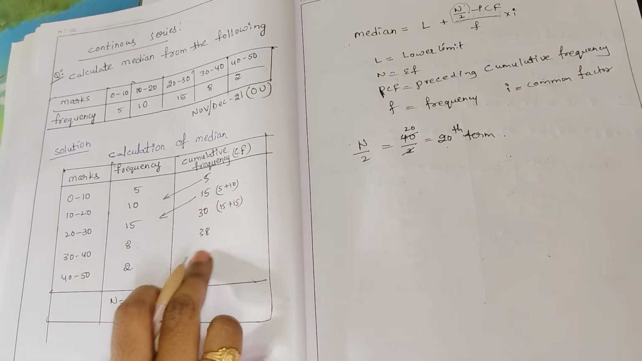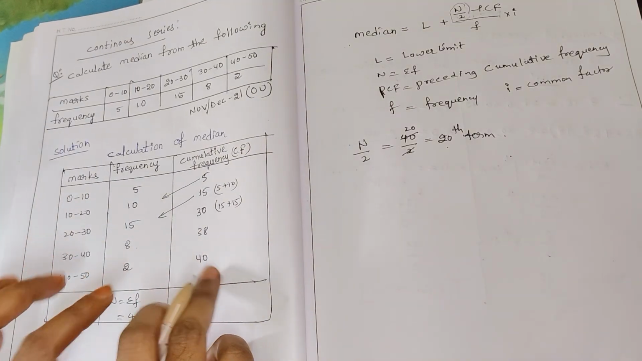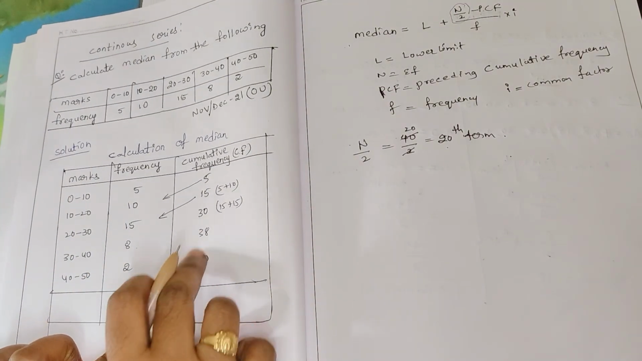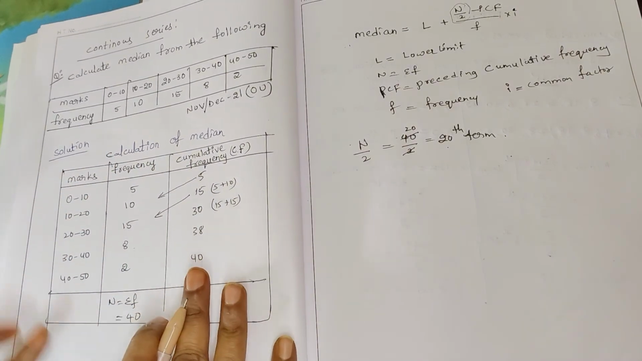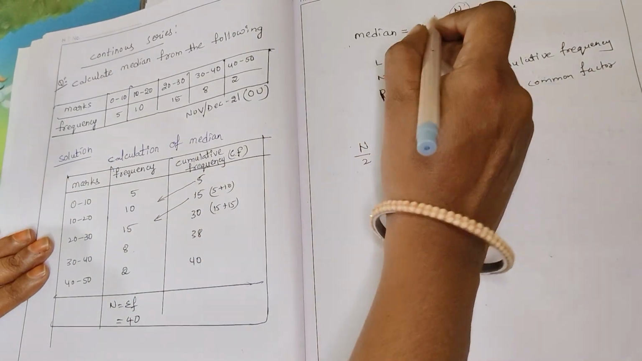If they are not equal here, it means you have made a mistake. Okay, you just need to check like this: the last value of the cumulative frequency is equal to the total frequency value. Okay, so after doing this, we need to apply the formula.